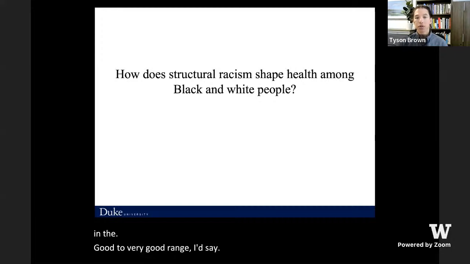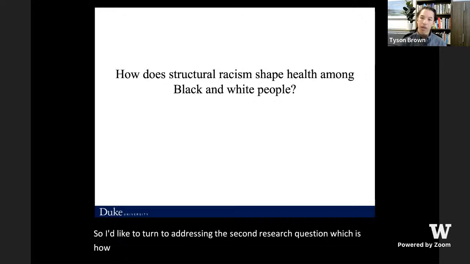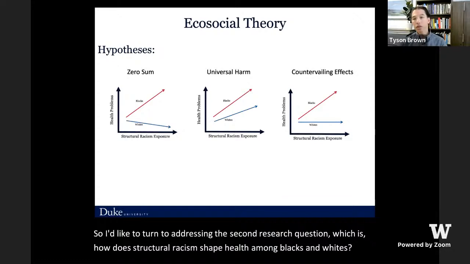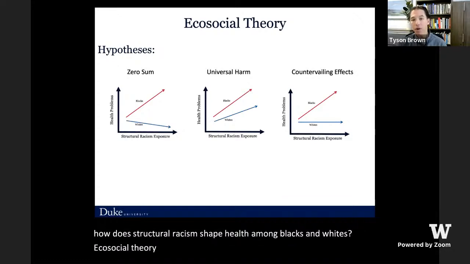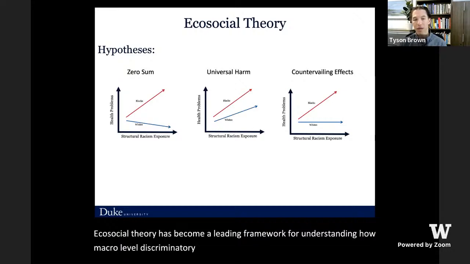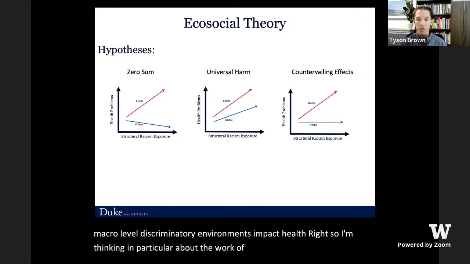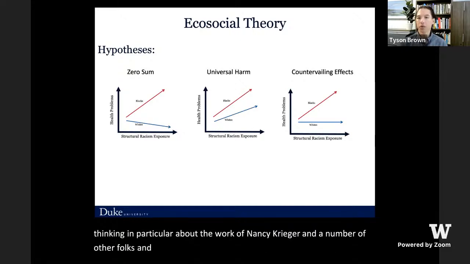So now I'd like to turn to addressing the second research question, which is how does structural racism shape health among Blacks and whites? Ecosocial theory has become a leading framework for understanding how macro-level discriminatory environments impact health, right? So thinking in particular about the work of Nancy Krieger and a number of other folks. And the theory suggests that macro-level structural racism has deleterious effects on Blacks' health.